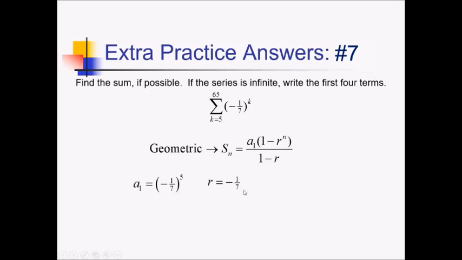And then finally, n: how many terms are there from 5 to 65? Well, that's going to be 61 terms. It's always 1 plus whatever the difference is between these. So 61 for n. Plugging all this in, the sum here is going to be negative 1/7 to the 5th times (1 minus negative 1/7 to the 61 power), all over 1 plus 1/7.